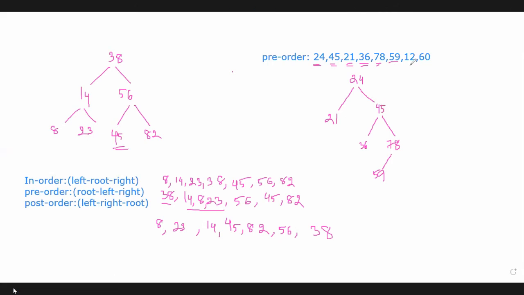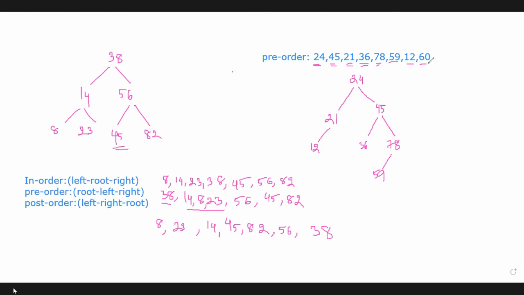Okay. Now the next node is 12. Is it smaller than 24? Yes. So add it in the left subtree. And that node 12 is also smaller than 21. So 12 is the left child of 21.